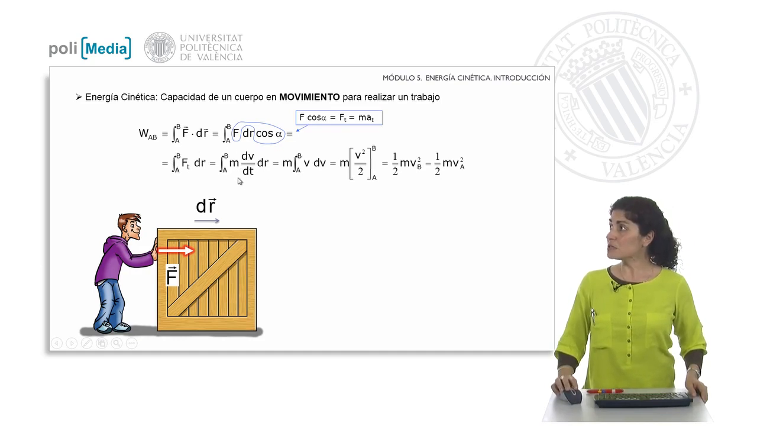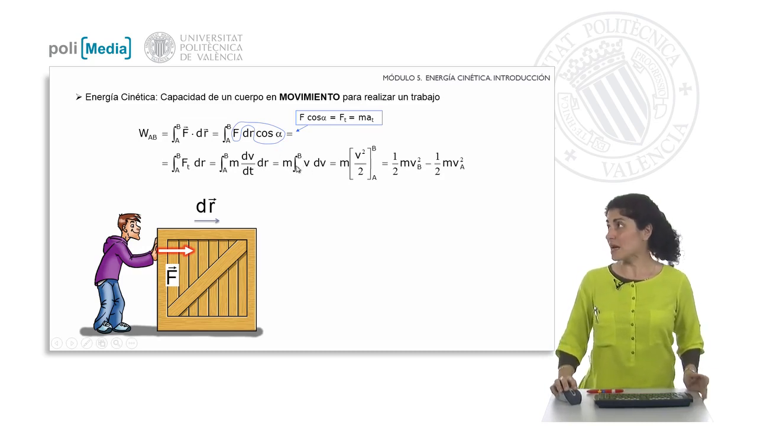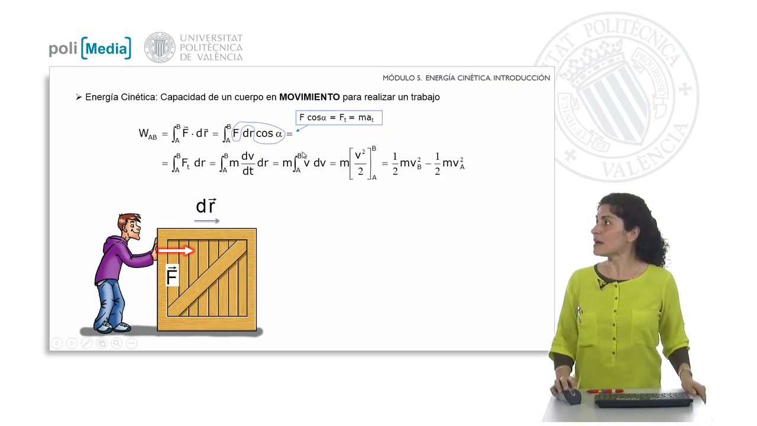In this expression, I have this quotient of the modulus of the position differential with respect to time, which defines the modulus of the velocity. Then I can rewrite my integral this way, taking into account that the mass is constant and I can take it out of the integral. I would be left with the integral, which we know how to do perfectly well: the integral of the velocity times the differential of velocity, which is nothing more than the velocity squared divided by 2 evaluated between the limits of the integral.